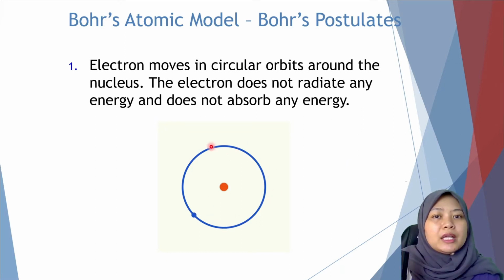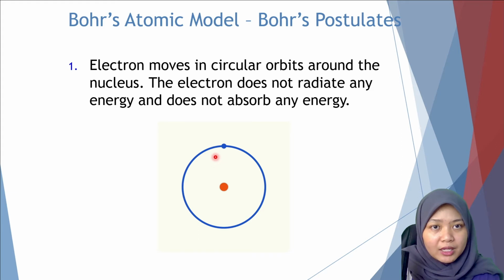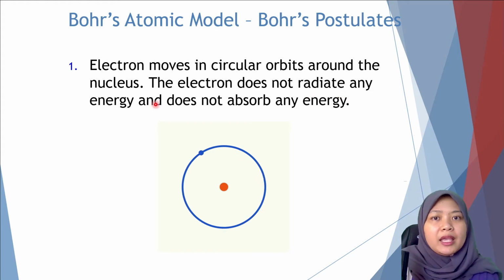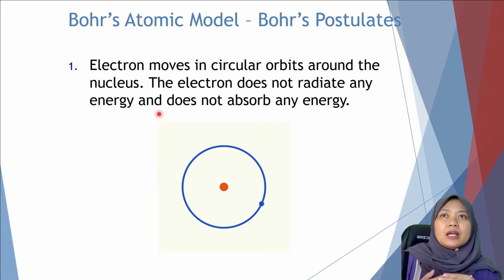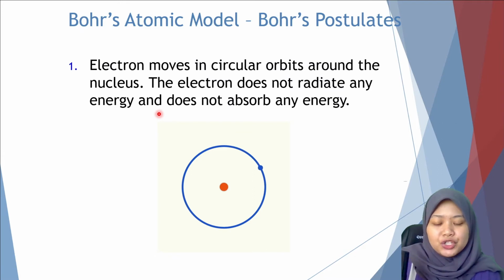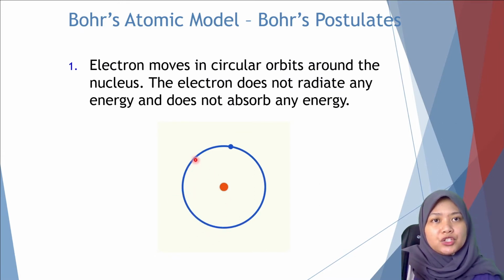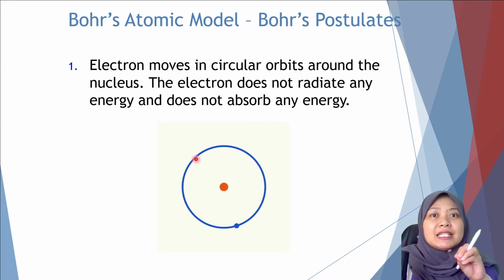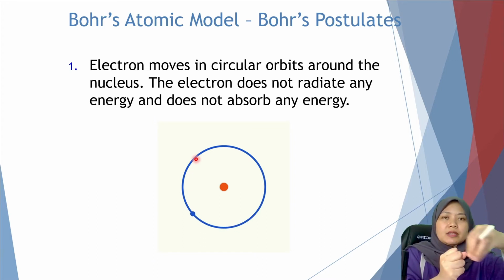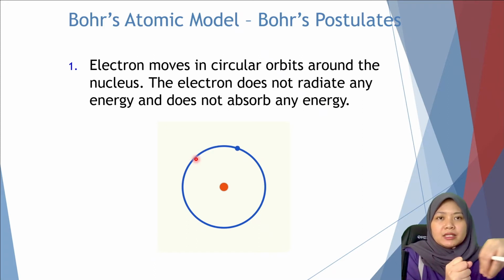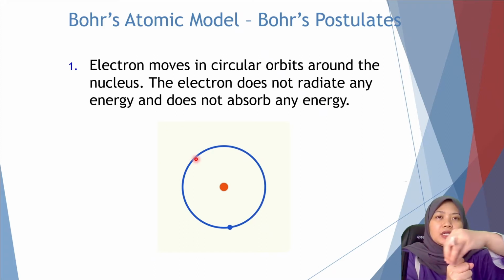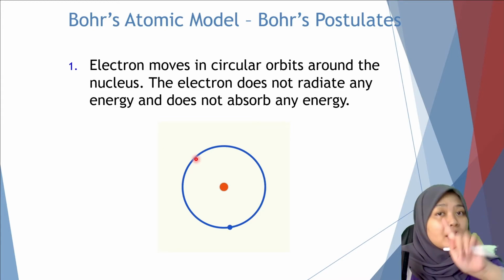While the electron is moving, this electron will not radiate any energy, maksudnya dia tidak akan radiate ataupun dia akan membebaskan energy, and this electron also will not absorb any energy. That means energy dia constant. If this one is the nucleus and this is the electron, sepanjang dia moves around the nucleus, energy dia fixed, energy dia tetap. That's the first thing that you have to know.